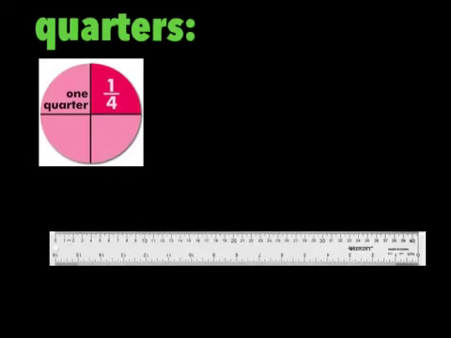Bit trickier, this one. I can draw half and then half of each of those halves makes a quarter. So I've got 1, 2, 3, 4 equal groups. 4 quarters makes the whole ruler.